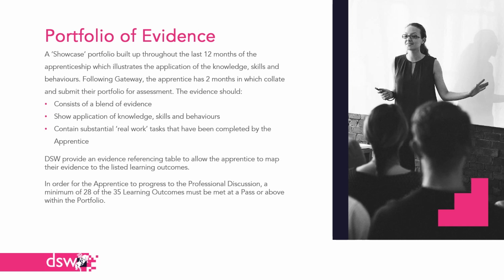In order for the apprentice to progress to the professional discussion, a minimum of 28 of the 35 learning outcomes must be met at a pass or above within the portfolio. Where more than 7 learning outcomes haven't been met, the portfolio would be graded as a fail.